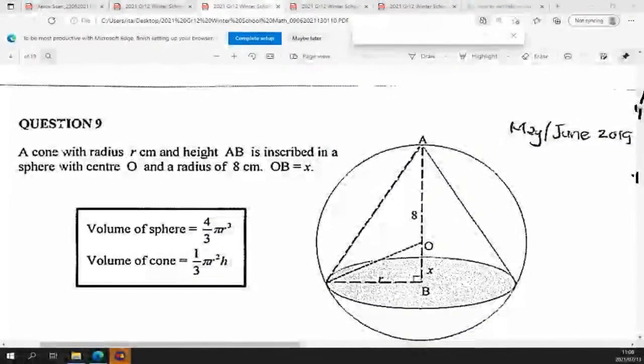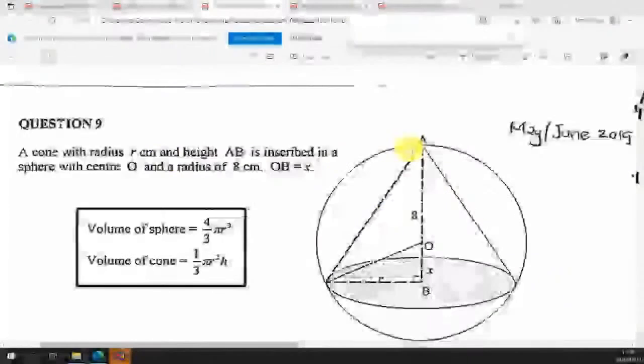Okay, the last question in this volume story, before we go into our chairs, is the question we were looking at just before the break. The cone of base radius r, with AB, is inscribed in a sphere with center O and radius 8 centimeters, and OB is x. So I've got the sphere, and I've got my ice cream cone inside of it, and they tell me that the height AB goes from the center.